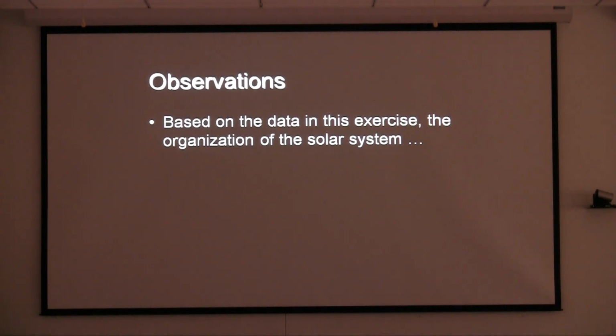So, based on the data in this exercise, the organization of the solar system, how would you organize, and this is only based on the data in this exercise, okay? All right? How would you organize the solar system? Okay? Who wants to take a stab at it? We need a brave volunteer. Yes. Organize the solar system.